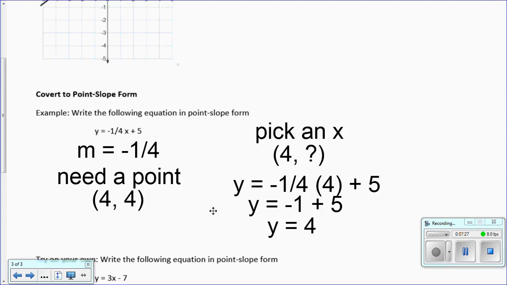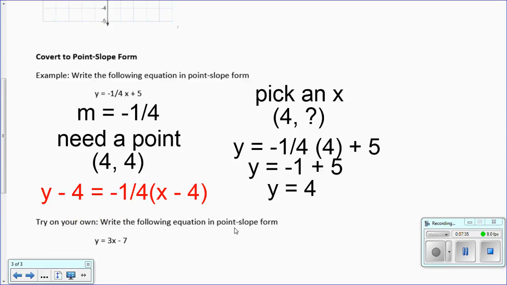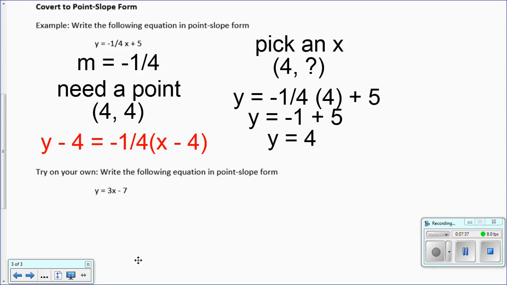So to put that in point slope form, I just go ahead and put in the slope and the point. So y minus 4 equals negative 1/4 times x minus 4. That's my answer. And you're going to do the same thing for this one.